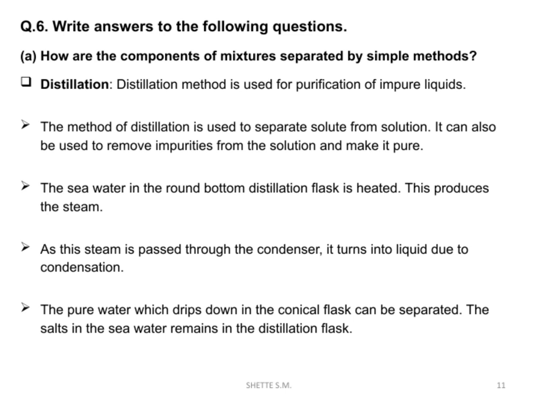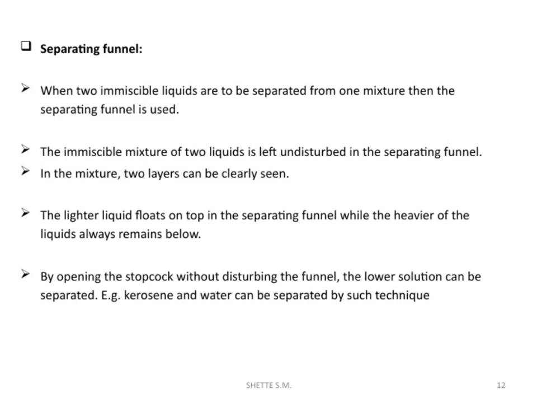Let's talk about the separating funnel, which is really useful when we need to separate two immiscible liquids from a mixture. Imagine you have a mixture of two liquids that don't mix together, like oil and water. You pour this mixture into the separating funnel and leave it undisturbed. Over time, you'll notice two distinct layers form because the liquids have different densities. The lighter liquid, such as oil or kerosene, will float on top, while the heavier liquid, like water, stays below. This clear separation is key.